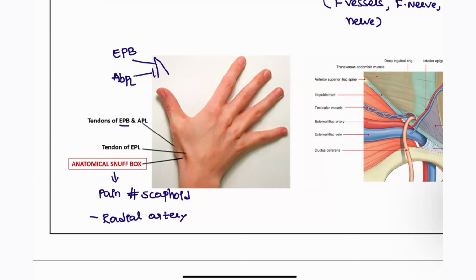And what about the superior one? This is the extensor pollicis longus. Okay, here this is extensor pollicis longus, and again the content is the radial artery that will be passing here, and also the radial nerve. Okay, radial nerve is also passing. If there is a fracture of the scaphoid bone, that will be painful.